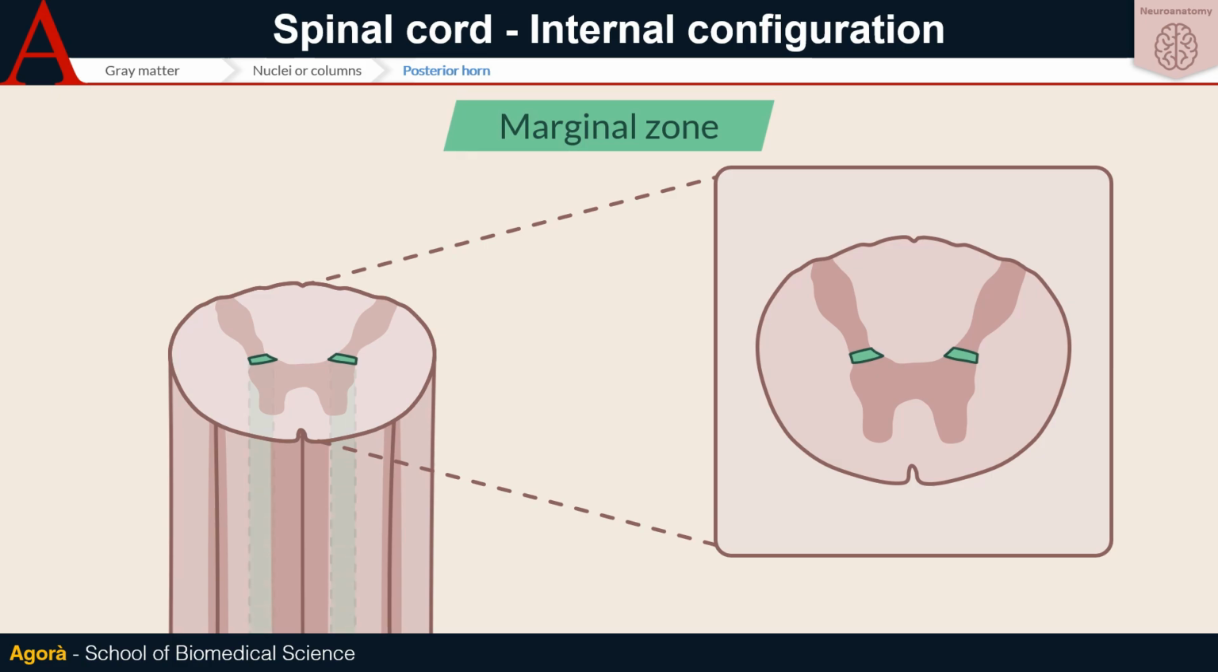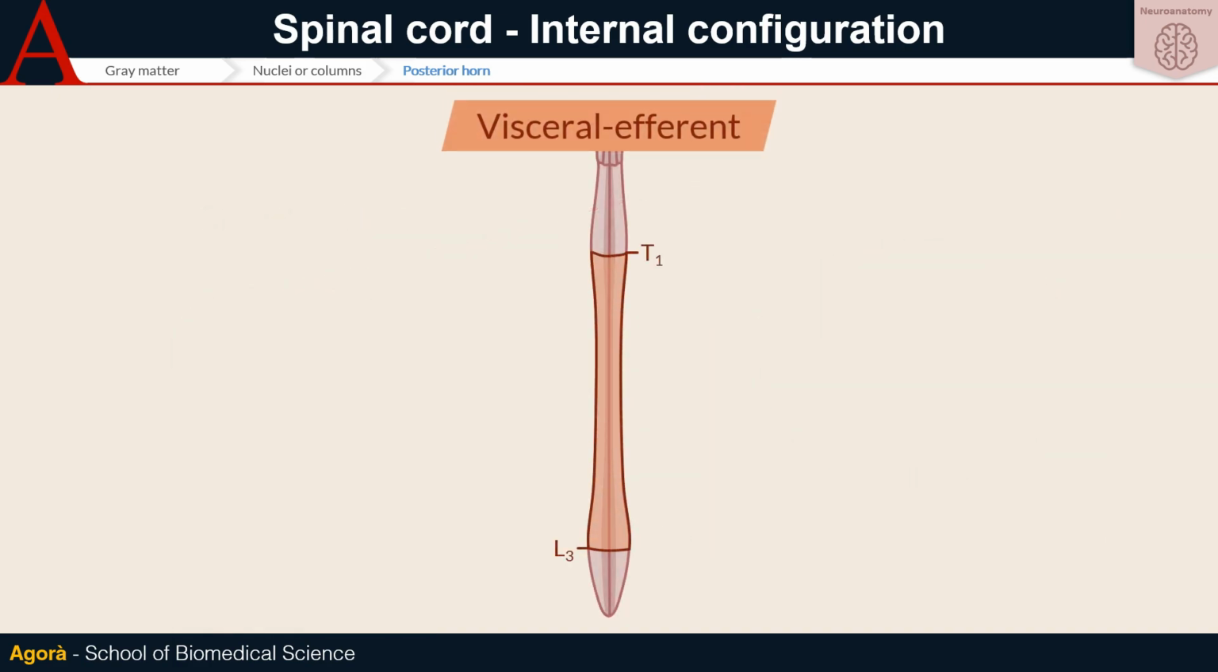Marginal zone, located posterior to the substantia gelatinosa, consists of larger sized neurons. Thoracic and dorsal nucleus, also known as Clark's column, located at the base of the posterior horns, extends between the C8 and L4 segments. Then we have the neurons of the lateral horn, as we said before, extend from T1 to L3, serving as visceral efferent neurons.